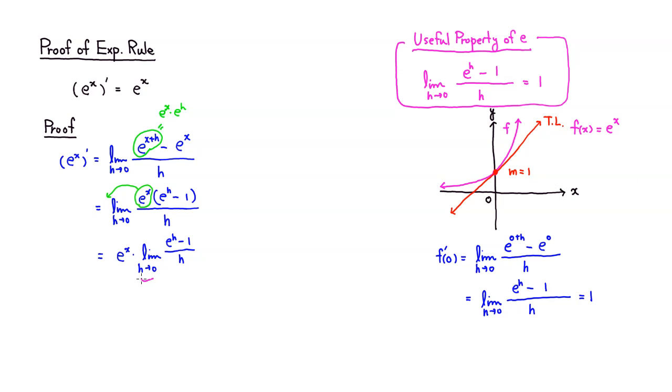Now you can see where the property comes in. This is the limit that we just talked about, and it is exactly equal to 1. Therefore, you have e to the x times 1, which is, of course, e to the x. This verifies the exponential rule for derivative. That's it. I hope that this was clear.